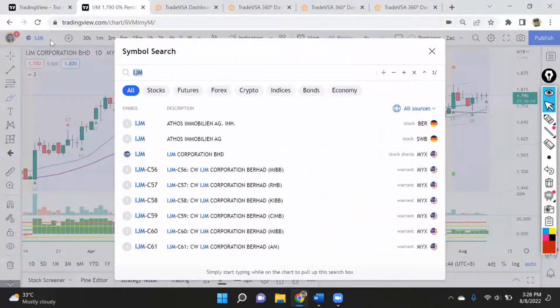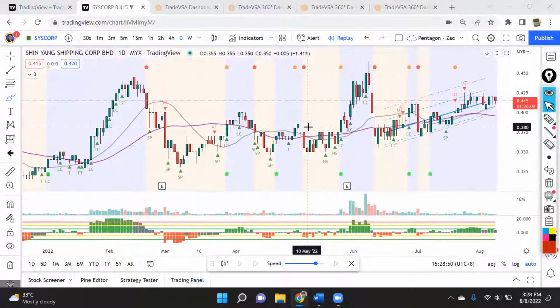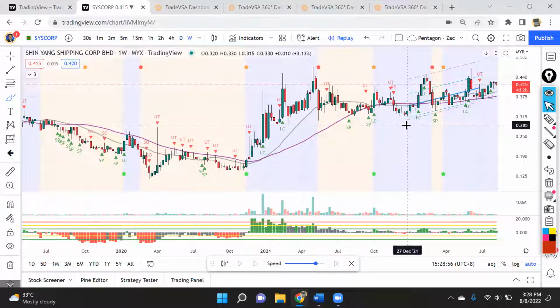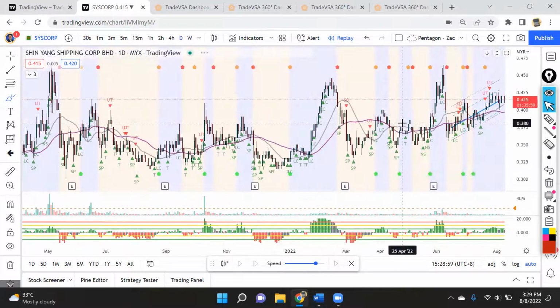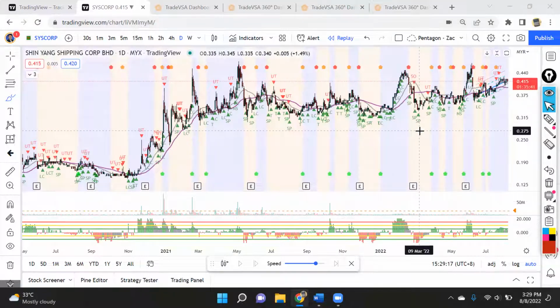Okay, let's try Cisco. Can anyone here share with me what you think about Cisco? This is in weekly chart, and this is in daily chart. What are the market stages? What do you think? Is this a markup? Reaccumulation, okay. Anyone here think this is a distribution?